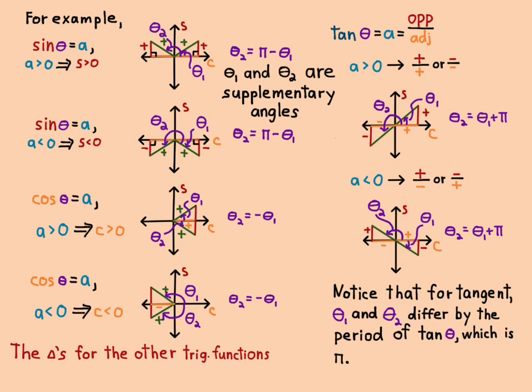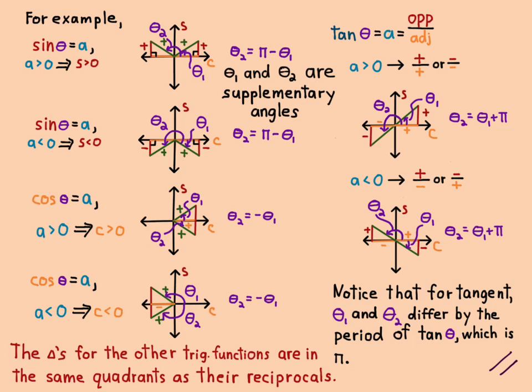Okay, so the triangles for the other trig functions like secant, cosecant, cotangent are in the same quadrants as their reciprocals. So you can just treat them essentially the same. The reciprocal of cosine, remember, is secant. So secant will act like cosine. Cosecant is the reciprocal of sine, so cosecant will act like sine as far as these angles go. And cotangent and tangent act similarly.